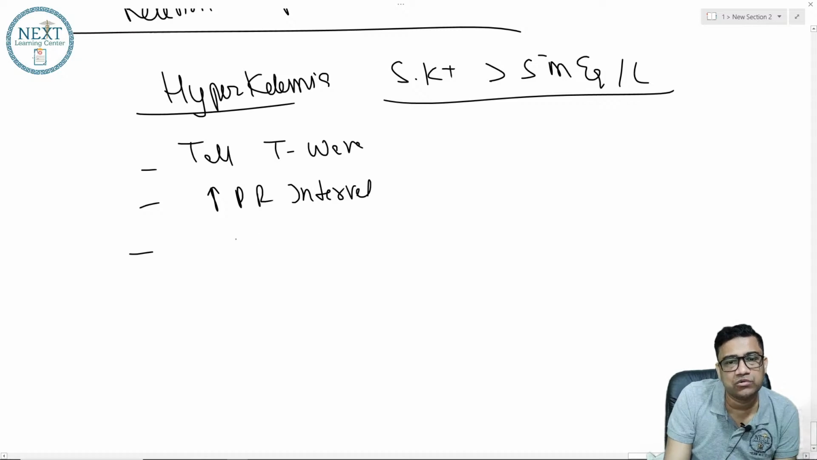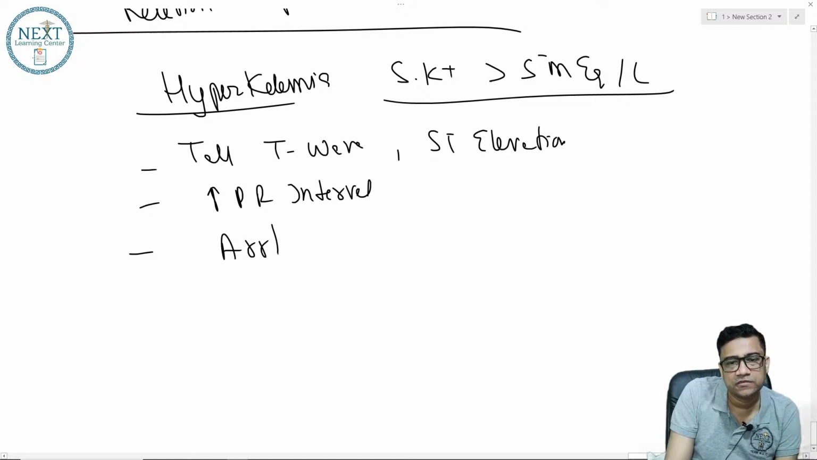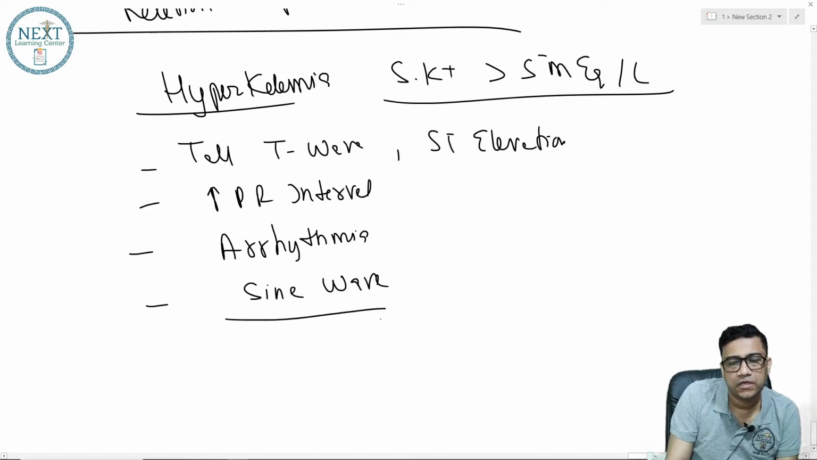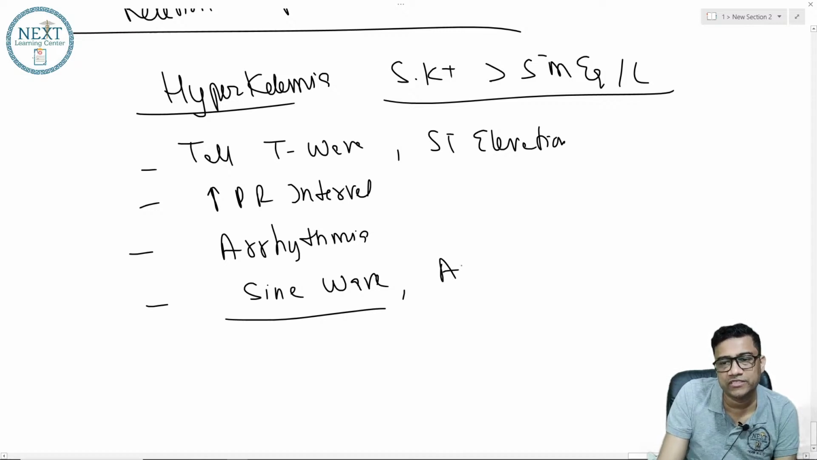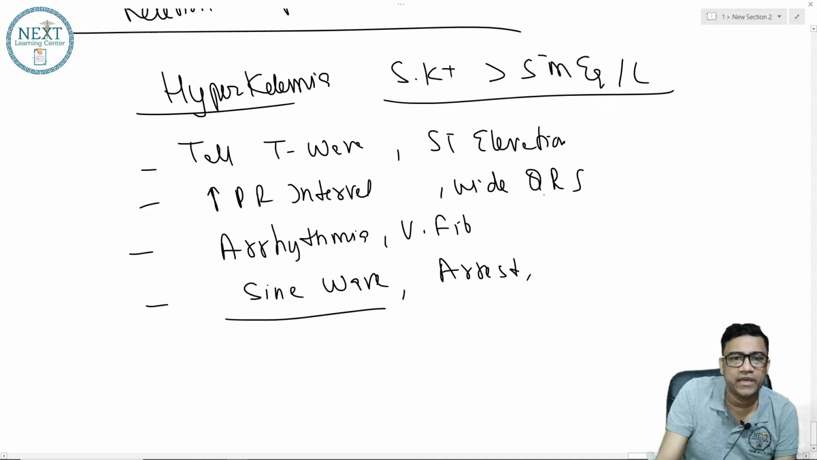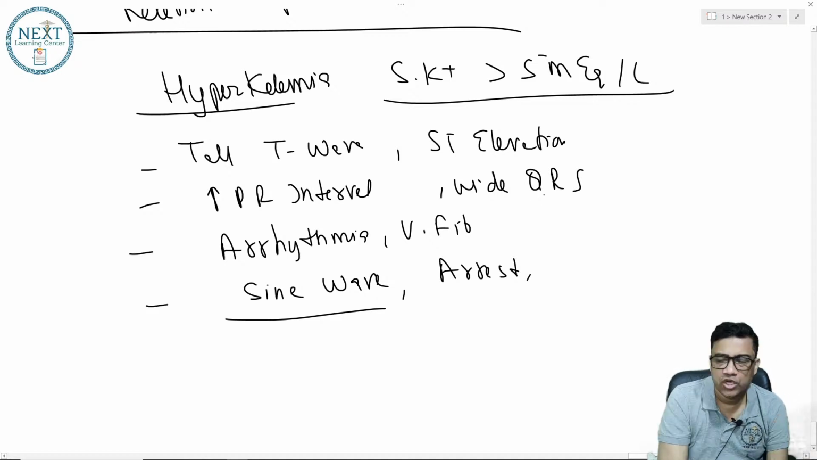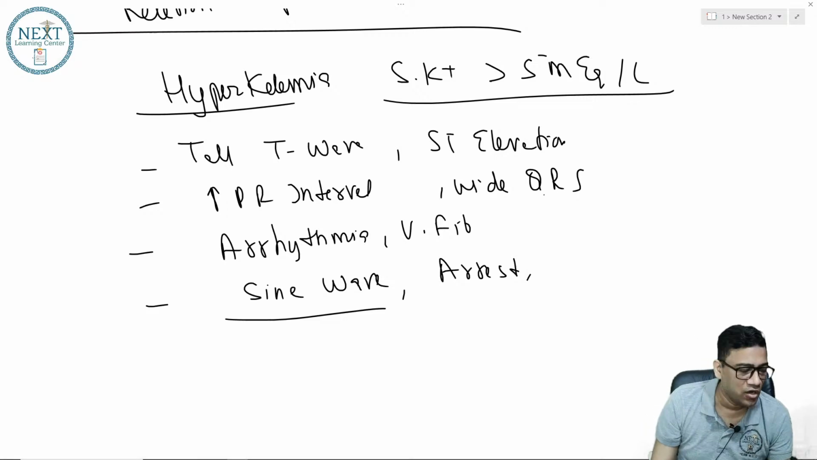Then there is also what is there? Yeah, ST elevation also there. Then there is arrhythmias. Sine wave, could be asystole or even arrest. VFib, wide QRS, so many findings are there. Main is tall T wave and increased PR. Okay, tall T and increased PR. So that is the whole story.